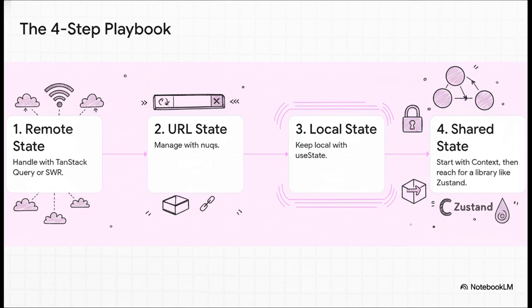Number 2, for anything you store in the URL, use nuqs. Number 3, for state that lives and dies in one component, just use useState. And number 4, the last resort, for that little bit of shared state that's left, start with React context. And only when that starts to cause problems, you reach for a tiny library like Zustand.